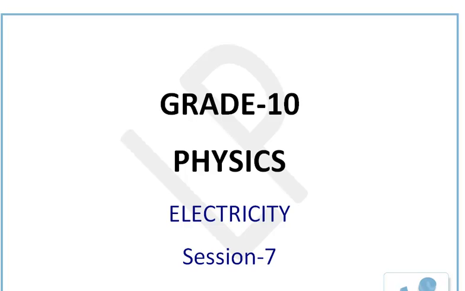Friends, this is our 7th session for the topic electricity. In the previous session, we discussed the heating effect of electric current. We discussed the working of an electric iron and the working of an electric bulb. We discussed how an electric iron works on the heating effect of current.